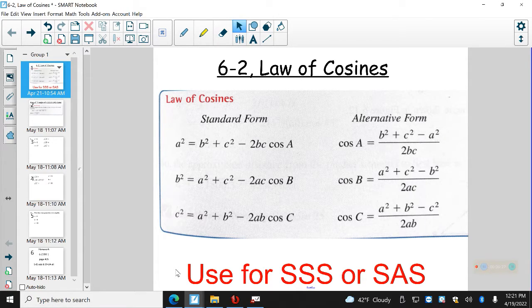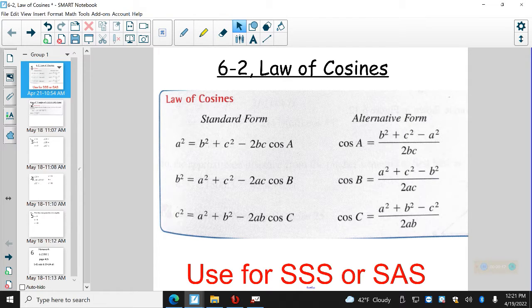Law of cosines is going to be used for side, side, side, or side, angle, side problems. So if you're given all three side lengths, you're going to use law of cosines. If you're given the side, angle, side, two sides with the angle in between, you are going to be using the law of cosines as well.